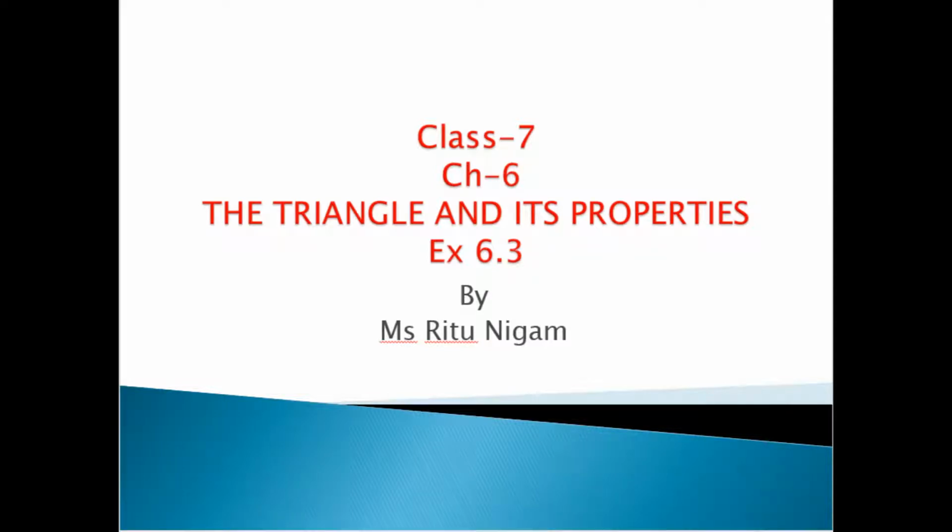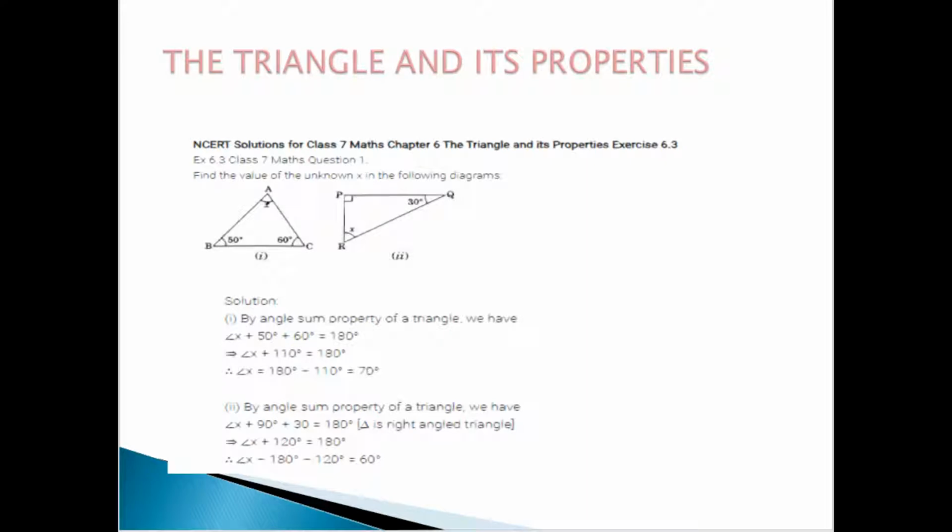Welcome to the chapter The Triangle and its Property. We are on exercise 6.3. Let's move on. In your exercise 6.3, the first question given is: find the value of unknown x in the following diagrams. In the first diagram, we have been given two angles, 50 degree and 60 degree, and the third angle is marked as x.